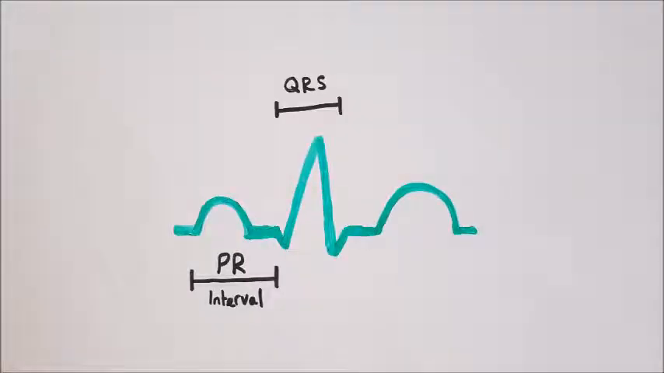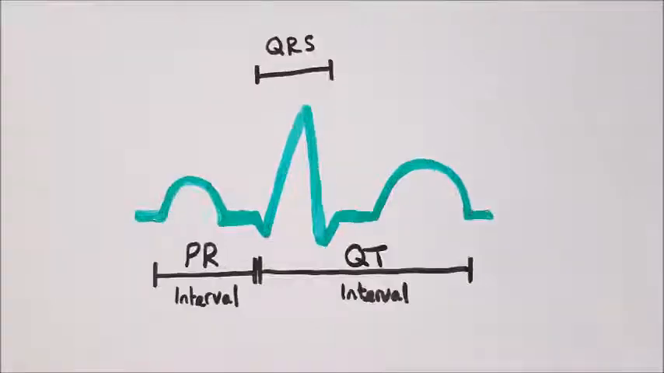Next is the length of the QRS complex, which is the time from the start to finish of ventricular depolarization. If the QRS complex lengthens over a certain duration, it is classed as a wide QRS complex. The QT interval is from the start of the QRS complex to the end of the T wave. This is from the onset of ventricular depolarization to the end of ventricular repolarization.